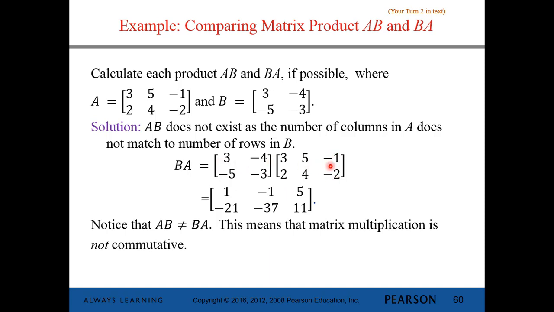And so 3 times -1 is -3. -4 times -2 is 8. So that gives us a +5. And now we're done with that. Now we cycled through the columns here. So now we're going to jump to the second row. And we're going to do the same thing. So we're going to start with the first column. And that's going to be -5 times 3 is -15. -3 times 2 is -6, and it gives us a -21.